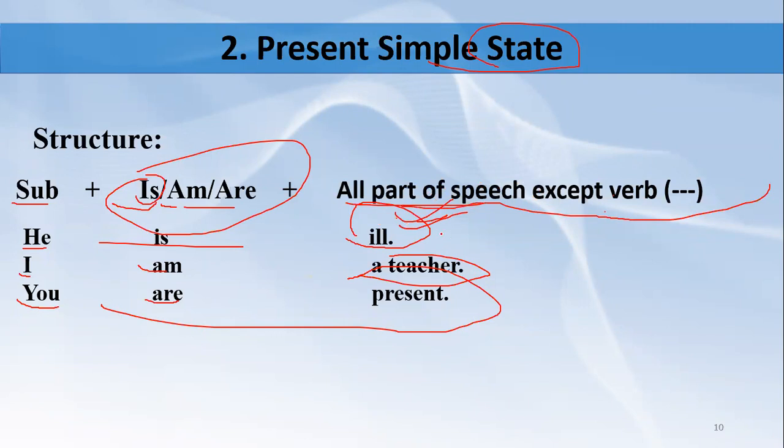Like I cannot say he is writing, because if I say he is writing, then it becomes the present progressive tense, present continuous tense. Okay, and it then refers to an action, the action of writing, not to the state of someone. Fine. So this is simply what the present simple state is.